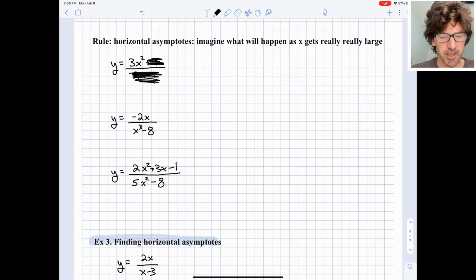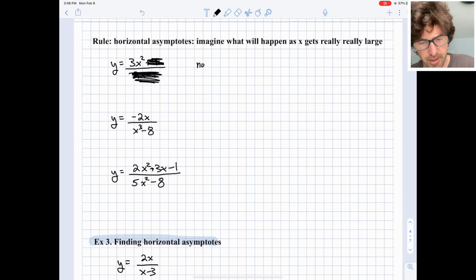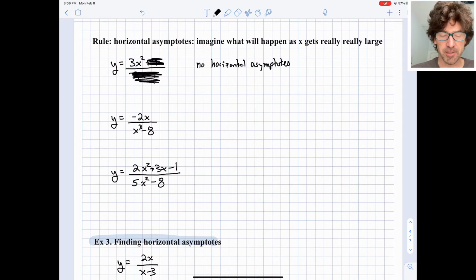And so in this case, as x gets huge, y is going to get even larger. Okay, imagine 3 times a billion squared, 3 times a trillion squared. y will just get larger and larger without bound, is what we say in mathematics. So in this case, there are no horizontal asymptotes, simply because y just keeps getting larger and larger. There's no limit, there's no sort of cap on what y could be.